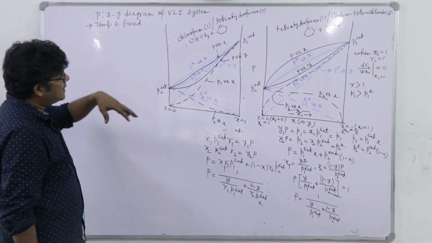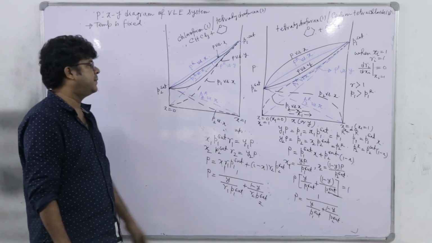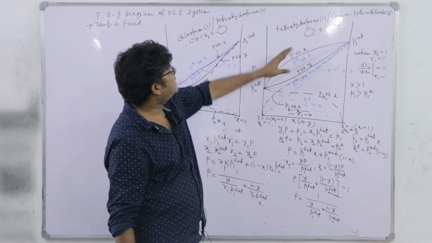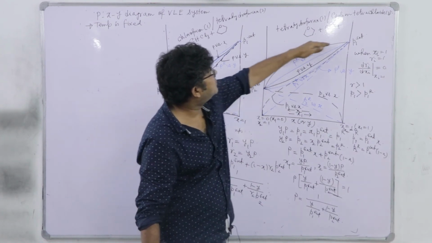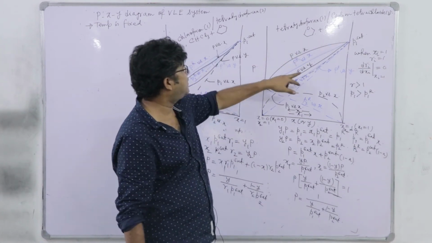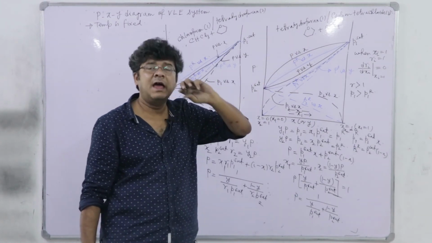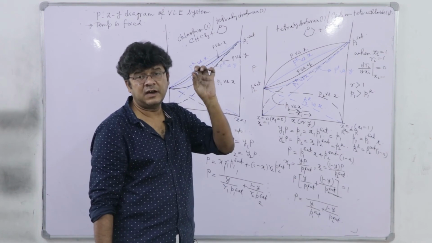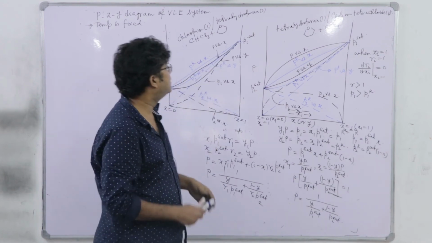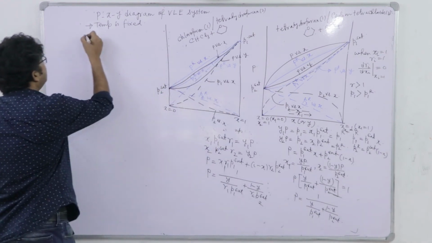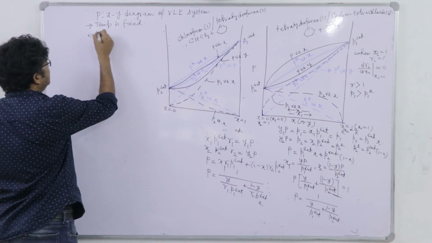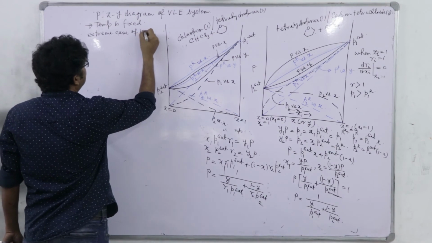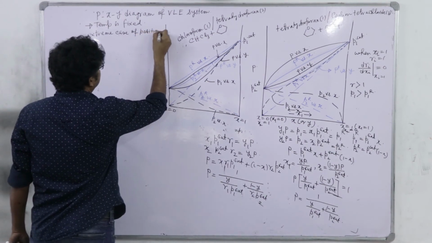Now, what are the extreme forms of this positive deviation and negative deviation. It may happen that this curve P versus x will move up, and P versus y will also move up, and P versus x and P versus y may touch each other at a certain point, right. So, we will be discussing the extreme case of positive deviation first.